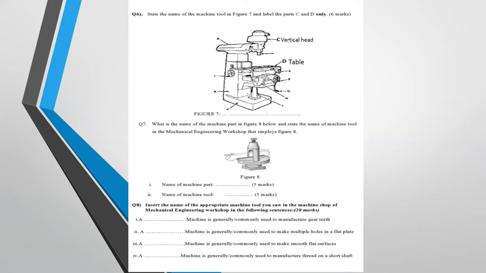So worry less. In the next slide, I'll give you a full diagram and a full labeling of both the vertical and the horizontal milling machine. But let's solve this one. C is the vertical head and the part D is the table. And the name of this machine tool is what? A vertical milling machine. Let's go to the next question.